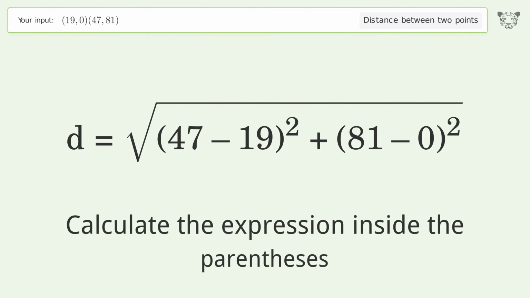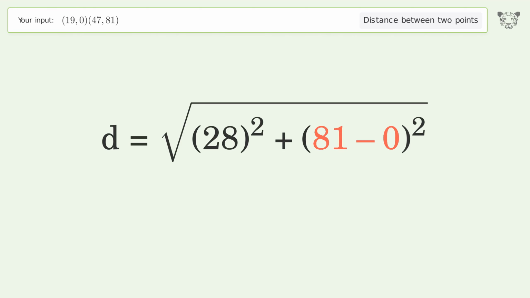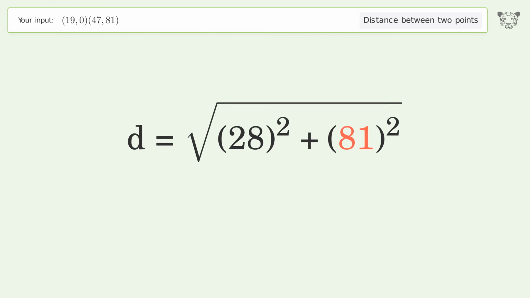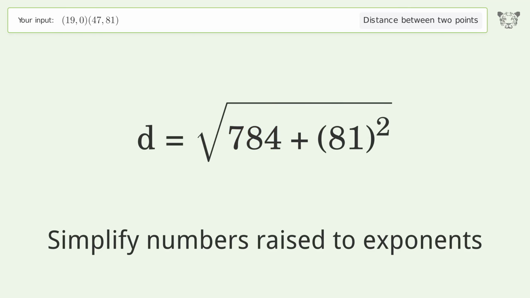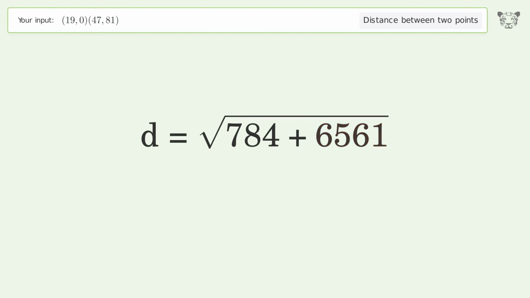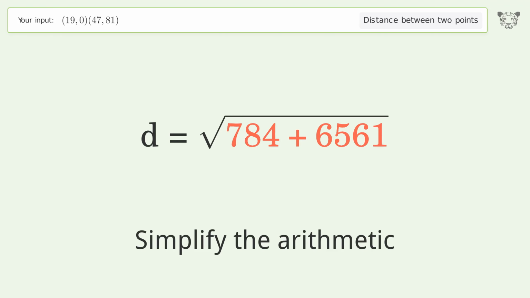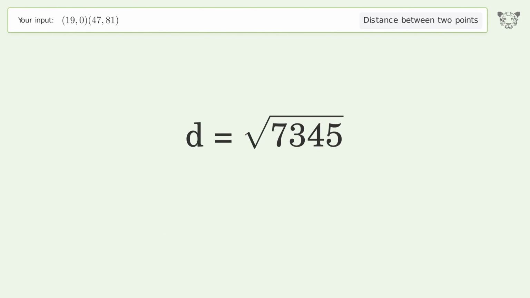Calculate the expression inside the parentheses. Simplify numbers raised to exponents. Simplify the arithmetic. And so the distance between the 2 points is the square root of 7,345 or 85.703.